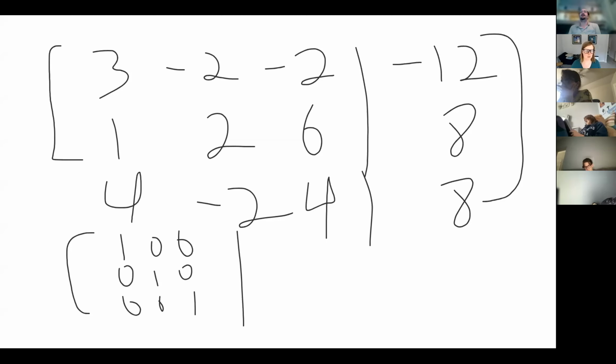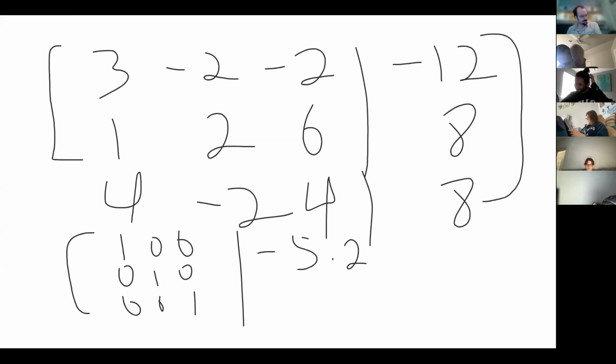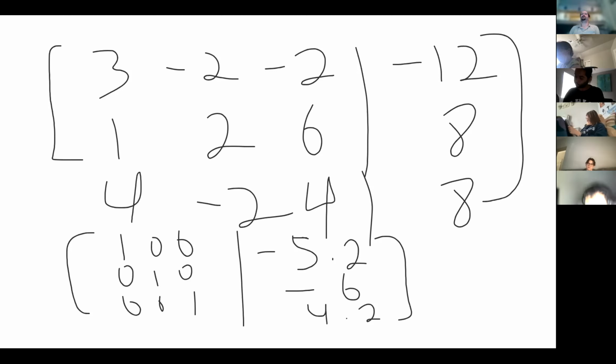Start recording again. Did anybody get the numbers for this thing when they threw it into calculator? Negative 5.2 for X, or negative 26 over 5. Yeah. And then negative 6, and then positive 4.2 or 21 over 5. And that's as far as I got. I did it manually. I find like 26 over 5 minus 6, 21 over 5. Yep. And so those are the three numbers I'm getting.